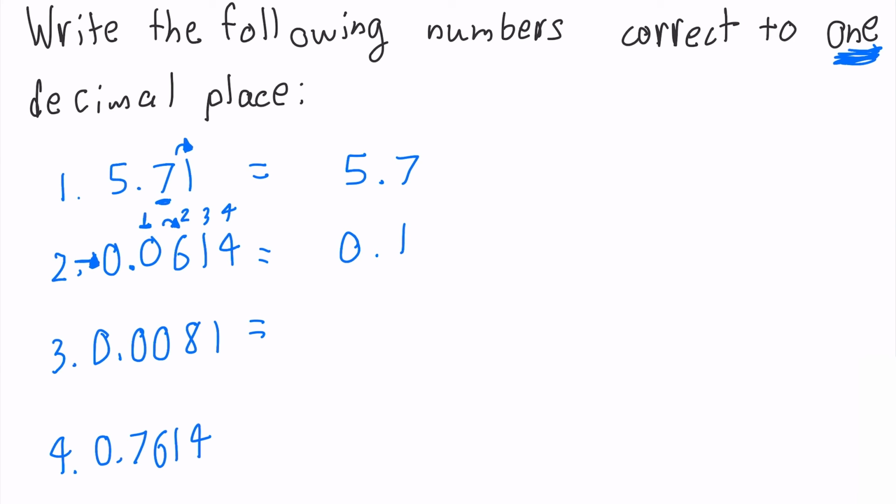What about the second one? It's not going to be 0.08. No, that's wrong. The first decimal place is here. So the number after this 0 is 0, so it's just going to be 0.0. Okay, what about question 4? It's asking you 0.7614. So here the first decimal place is 7, and we care about 6. So 6 is higher than 5, so it's going to be 0.8. Okay.